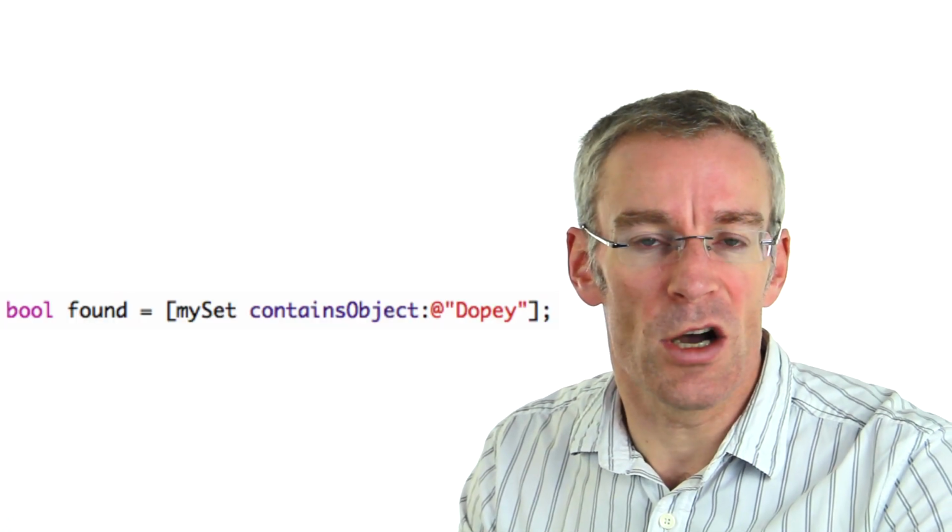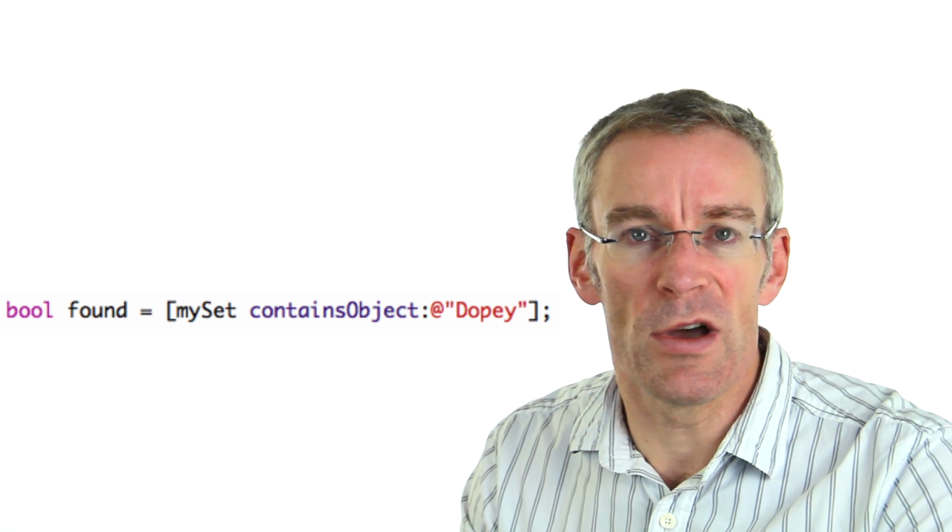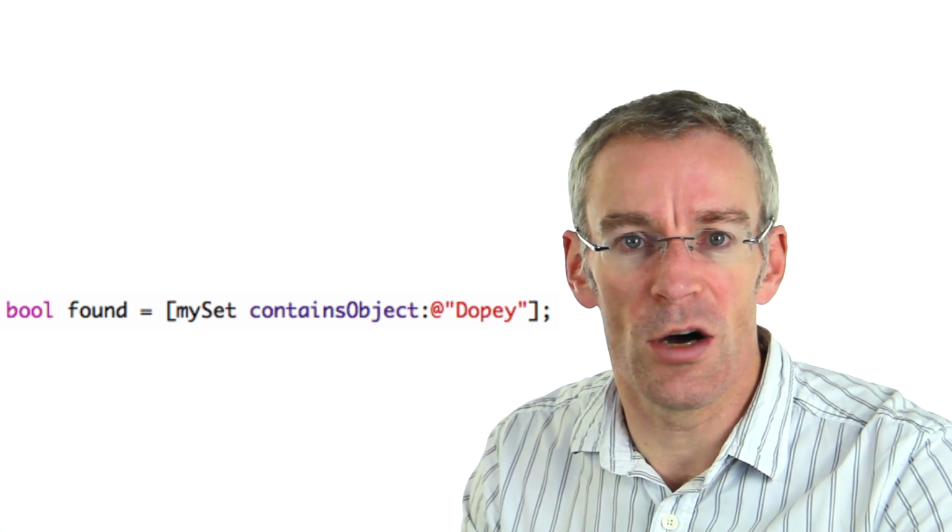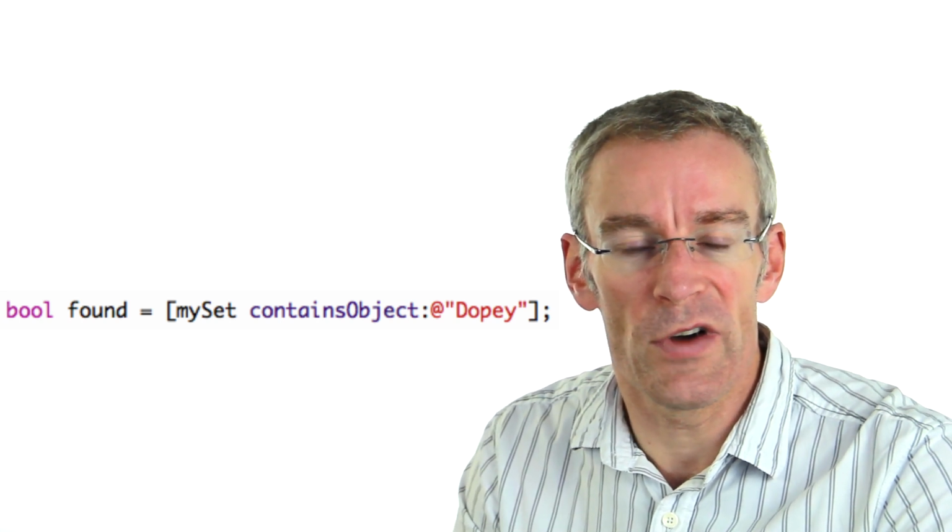A useful method for set is containsObject. So we can search to see whether our set contains a particular object. And it returns true if it finds it and false if it doesn't. We can also look for subsets, intersects, and to see whether two sets are the same. The second collection class we're going to look at is called an NSArray. An NSArray is an ordered collection of objects which are indexed by integer values.